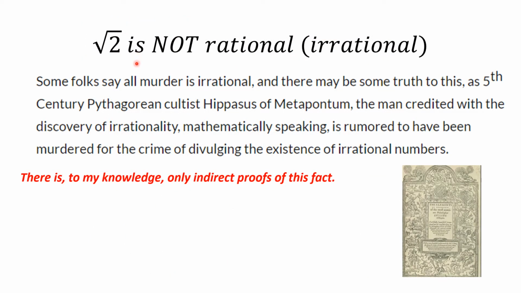Let's look at an example, and a very famous example. This is the proof that the square root of 2 is not rational. In the history of math, this was very important. Someone was actually killed for discovering this. And there are, to my knowledge, only indirect proofs of this fact. I have never seen a direct proof that the square root of 2 is irrational. The proof we're going to talk about is the proof that's found in Euclid's Elements, which was written around 300 BC.